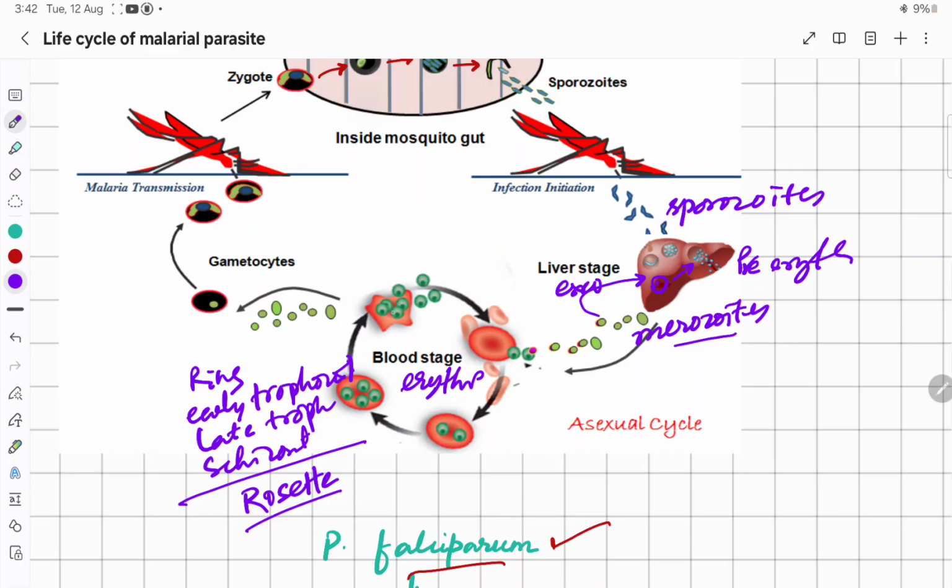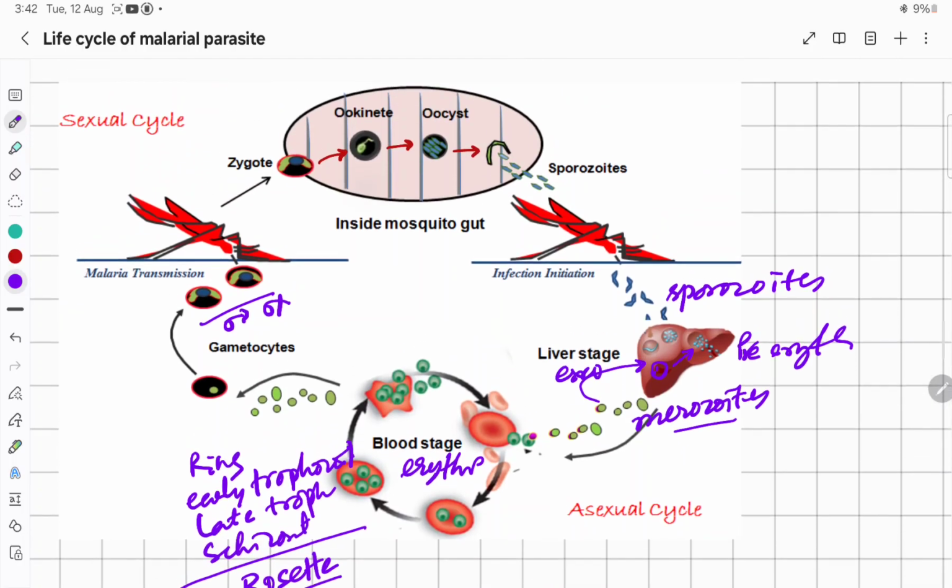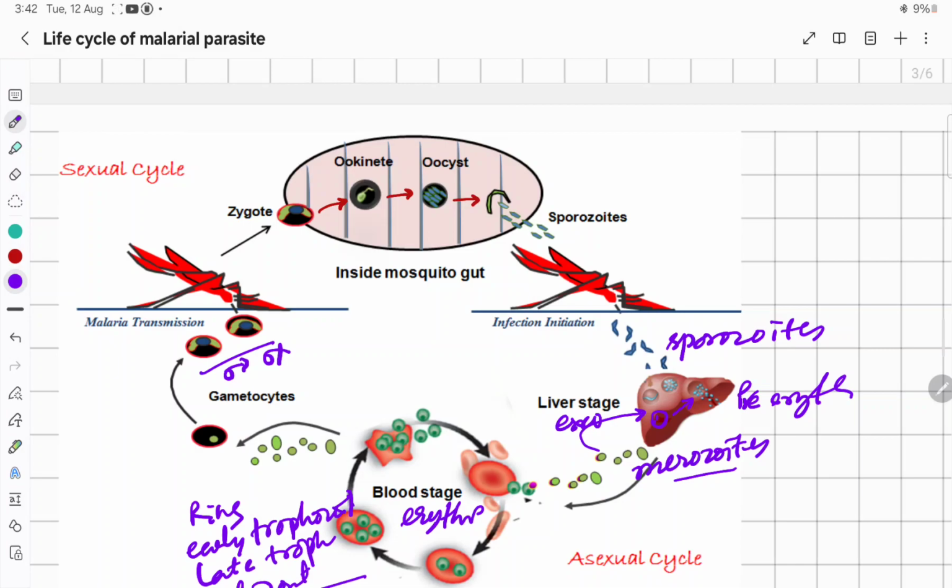And some of the merozoites, after attacking the RBC, are converted to gametocytes, the male and female gametes. When the female Anopheles mosquito bites, it can take these gametocytes, and inside its stomach there will be a combination of these gametocytes to form the zygote.